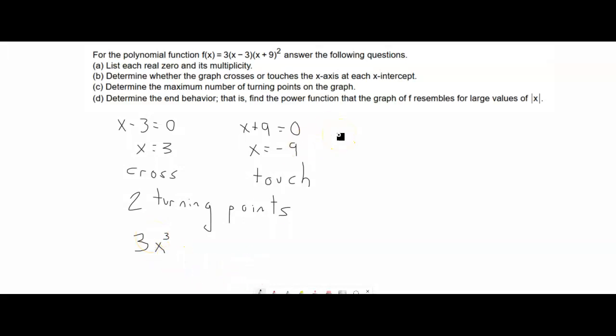So as our graph goes out to the left, as our x values get smaller and smaller and smaller, our y values are going down. They're getting smaller and smaller as well.